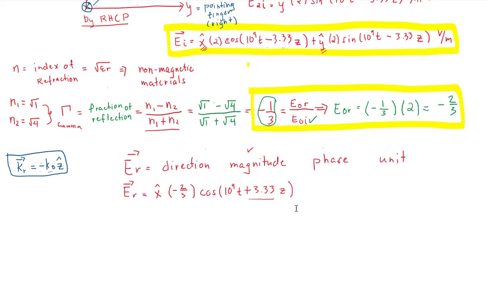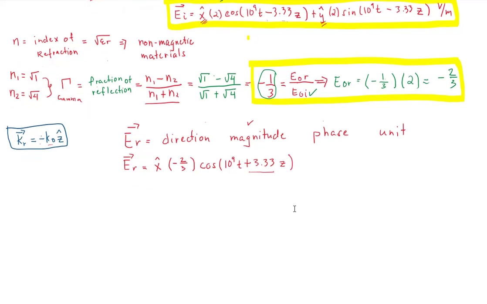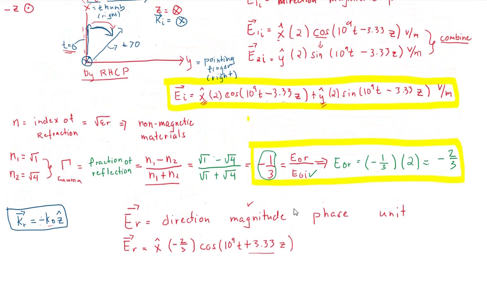So that's for the first term. Now the second term, again we copy the direction from E sub i, that's just going to be y hat positive times the magnitude -2/3, then this is going to be sine times 10 to the 9 for omega t plus 3.33 z.